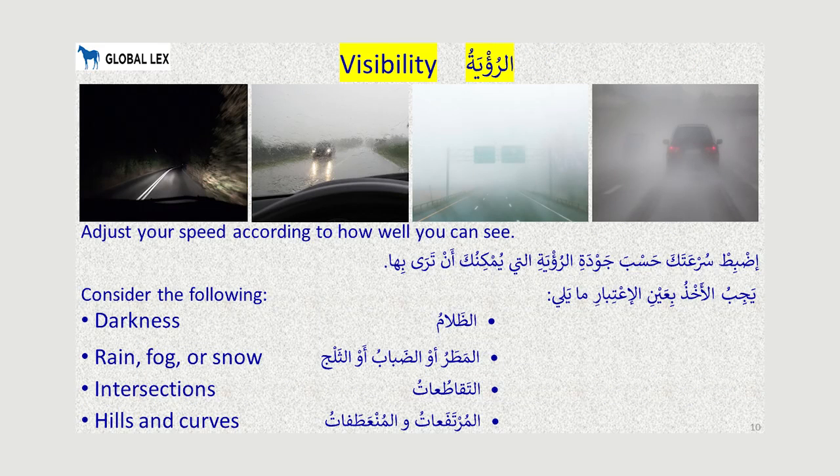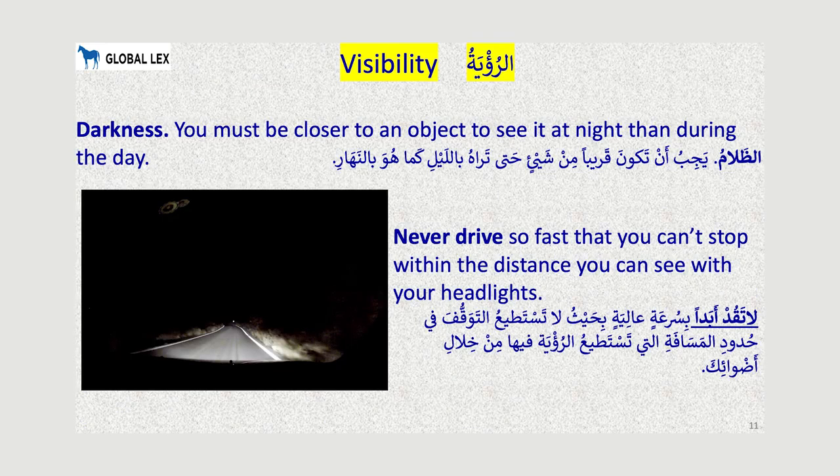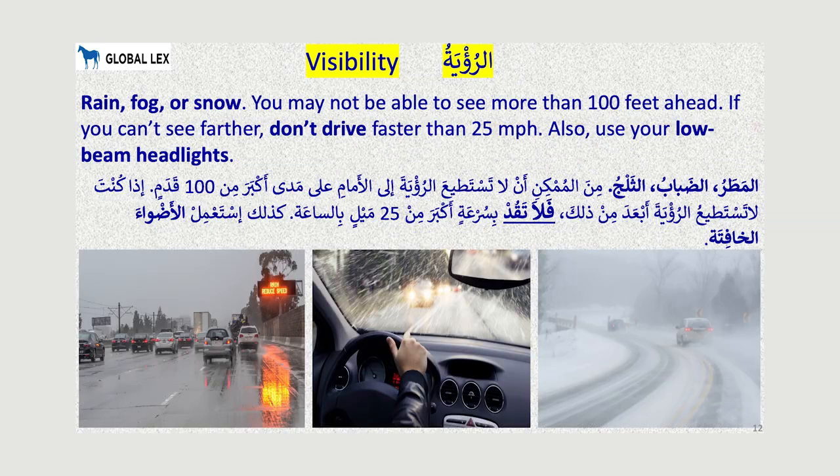Visibility. Adjust your speed to how well you can see. Consider the following: darkness, rain, fog, or snow, intersections, hills and curves. Darkness. You must be closer to an object to see it at night than during the day. Never drive so fast that you can't stop within the distance you can see with your headlights.